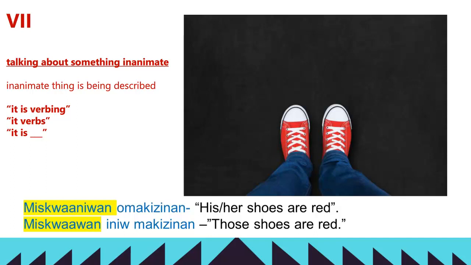So for a VII, it's talking about something inanimate. An inanimate thing is being described. It is verbing, it verbs, or it is.